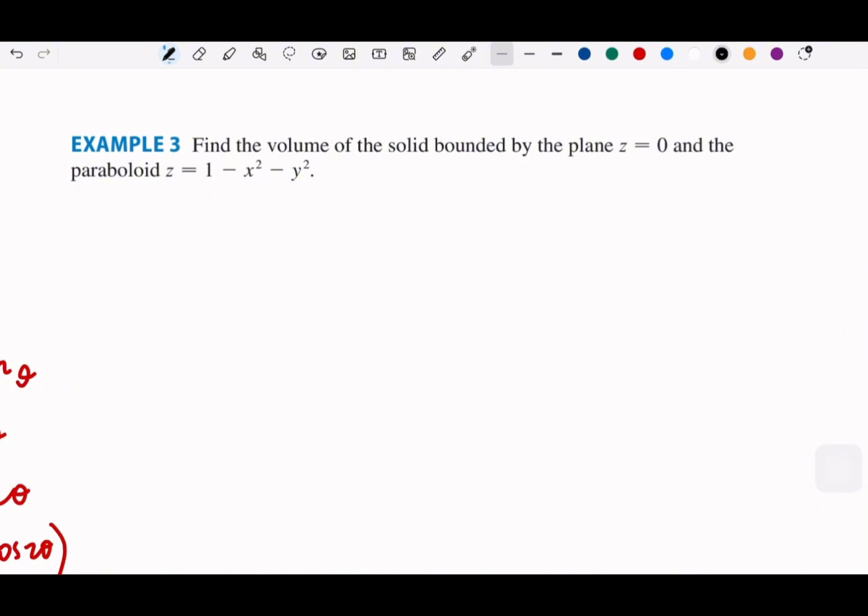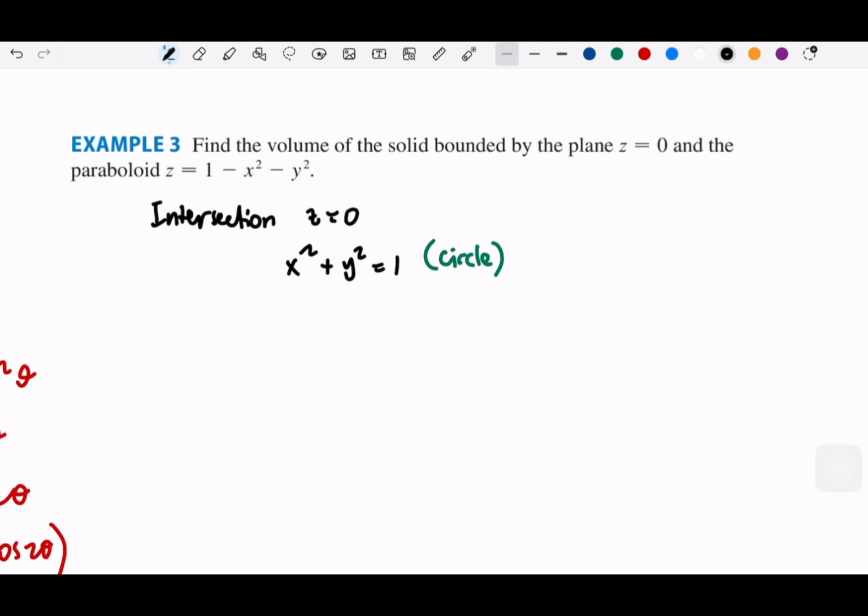So I think based on the information given, which is z equals 0, we can put the 0 inside here to get the intersection. So this is the paraboloid, and then we have a plane here, and it will make a circle. Okay? So we can have the intersection when z equals 0, so x squared plus y squared equals 1. So the intersection is a circle.